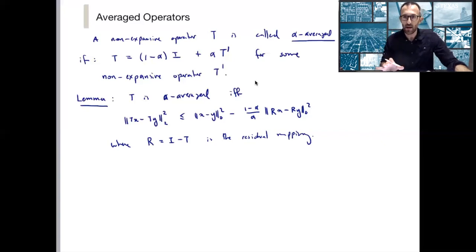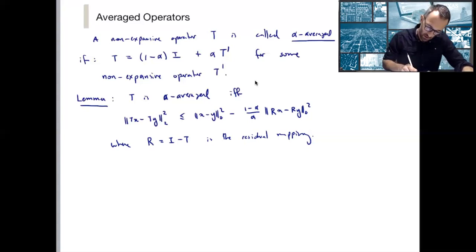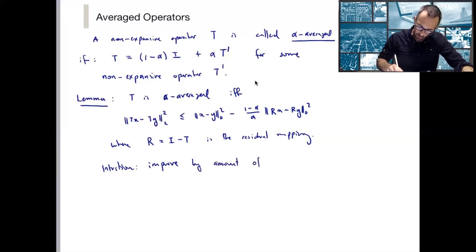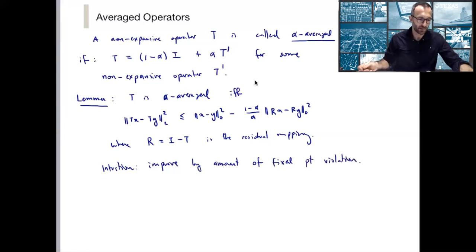So R is non-zero unless you're at a fixed point. So what this inequality is saying is that you are not going to be always better than just a simple non-expansive map, but you are going to be better as long as you're not at a fixed point. And the farther you are from a fixed point, the more your improvement is going to be. So in other words, the intuition is that we improve the basic inequality of non-expansiveness by an amount that's proportional to fixed point violation. So let me write that down. This is the idea.